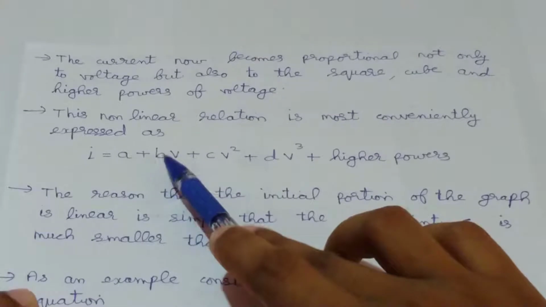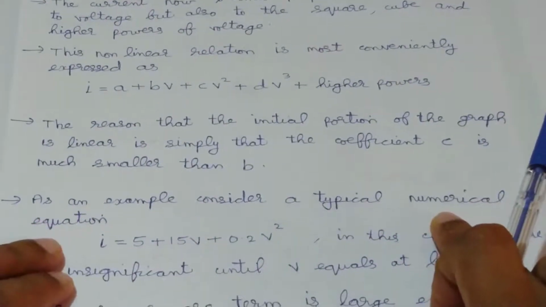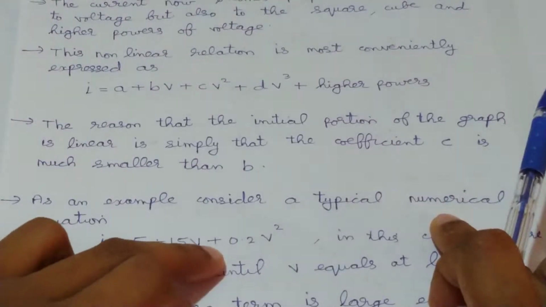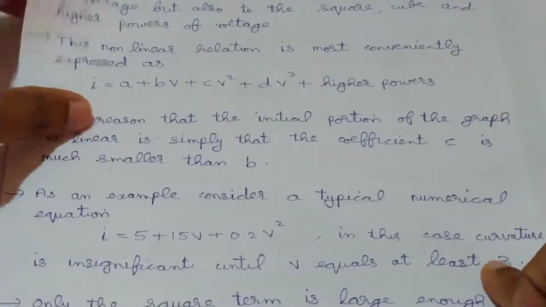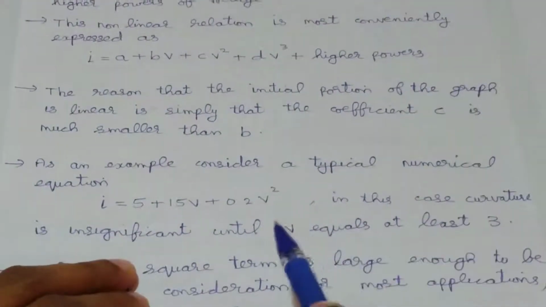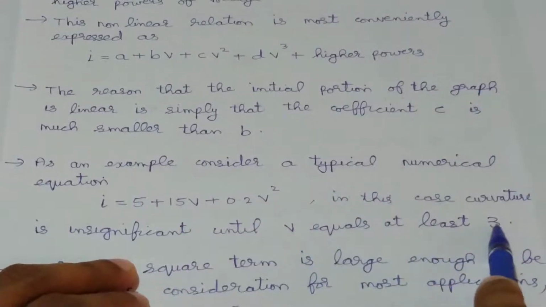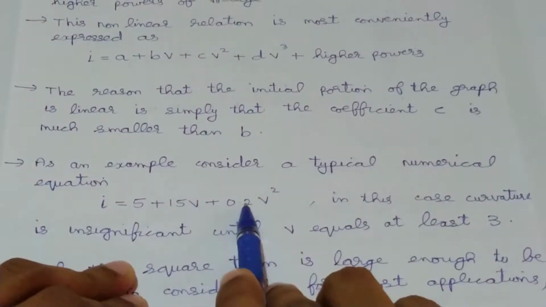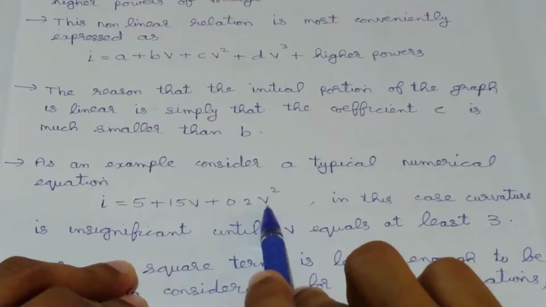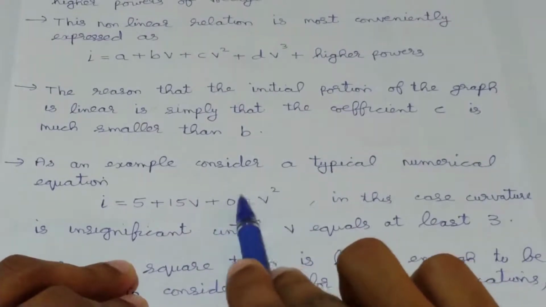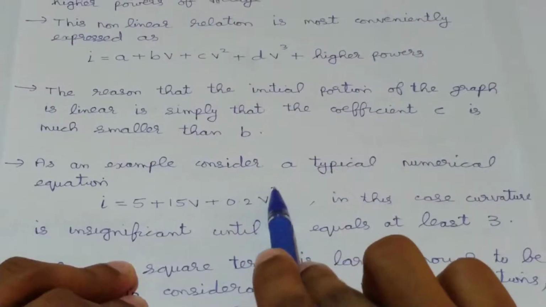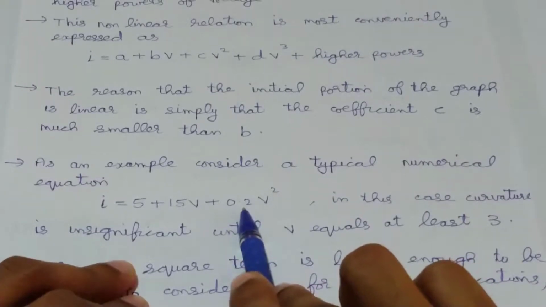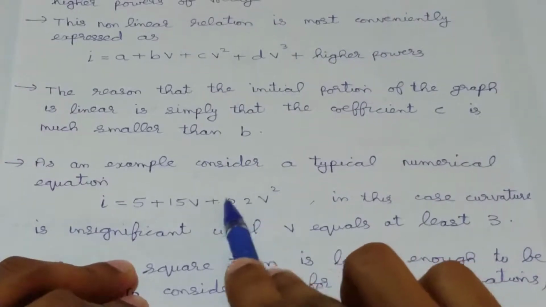To get a clear idea about it, consider an example. Consider a typical numerical equation: I is equal to 5 plus 15V plus 0.2 V square. And in this case, the curvature is insignificant until voltage equals at least 3. Because when we consider this equation, the constant C is very much less compared to constant B. And here we can see that when the voltage is 1, this term is 0.2. And when the voltage is 2, this term is 2 square into 0.2, that means 4 into 0.2, that is 0.8. And those values are less than 1. So we can neglect those small values.